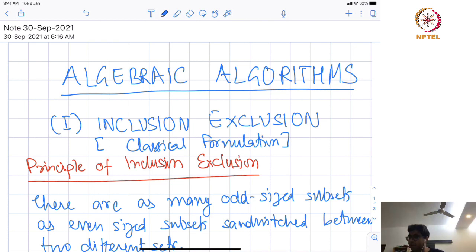So, welcome to the second lecture of this week, and in this lecture we will talk about algebraic algorithms again. We will talk about inclusion-exclusion again, give another example, but we will talk about a slightly more classical formulation.